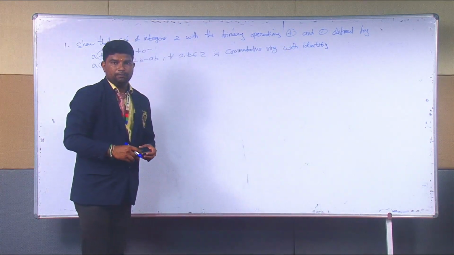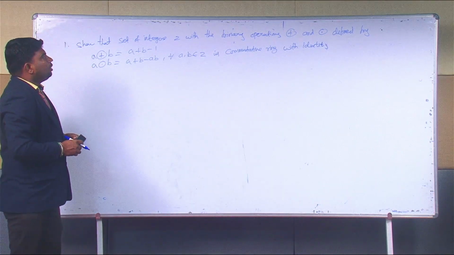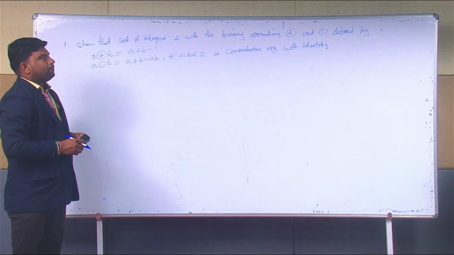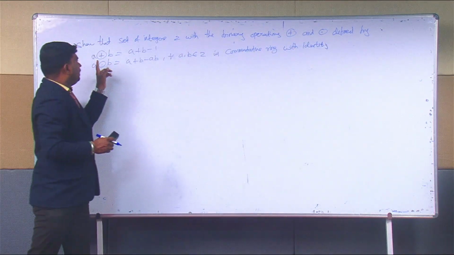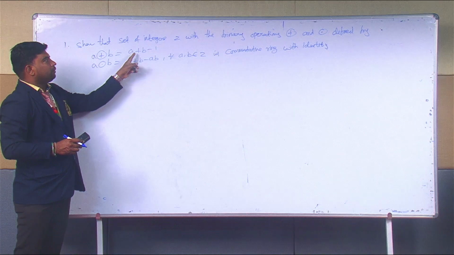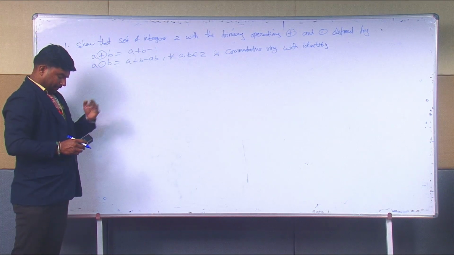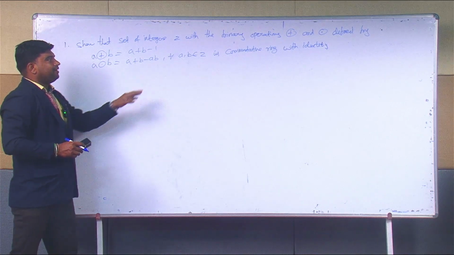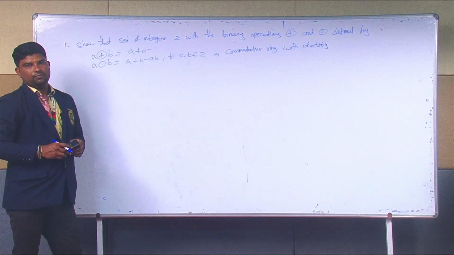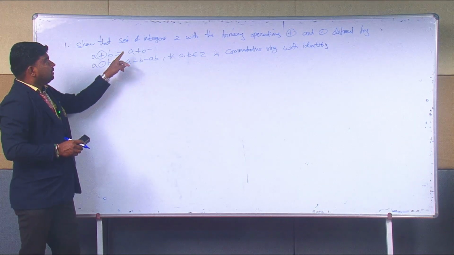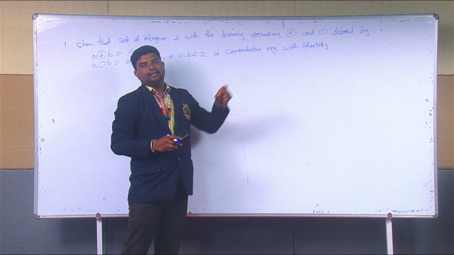So now the first problem, based on the ring. What's the question? Show that the set of integers Z with binary operations addition modulo and multiplication modulo, defined by a addition modulo b equal to a + b − 1, a multiplication modulo b equal to a + b − ab, for every a, b belongs to Z, is a commutative ring with identity. So now I want to show that the set of integers Z is a commutative ring with identity.